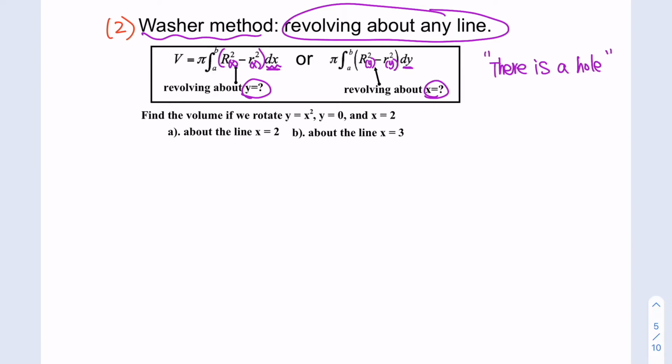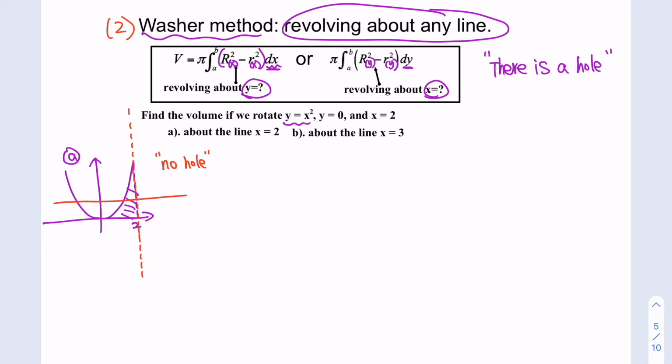Find the volume if we rotate y equals x squared. Let's draw a picture. This is the region. We revolve this one, part A, about the line x equals 2. In this case, if you look at part A, there's no hole in the problem. So we only have one r. This is our rotating axis. We draw a perpendicular line here. The distance between these 2 points will give us our r. So we are going to integrate along the y direction, integration dy.